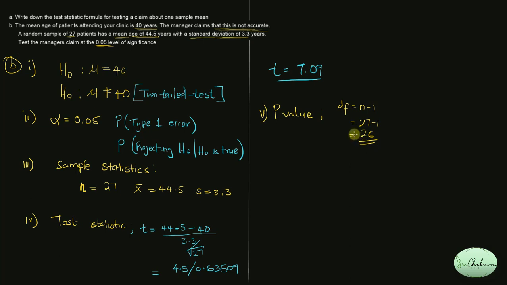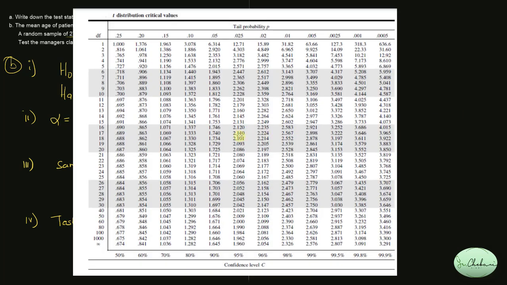So there are two ways then to make a conclusion on our test statistic. We can either use the p-value method or the critical value method, right? So I will discuss both, starting with the p-value method. With the p-value method, what we need is to go to the t-distribution and find what p-value corresponds with a t-value of 7.09, right?